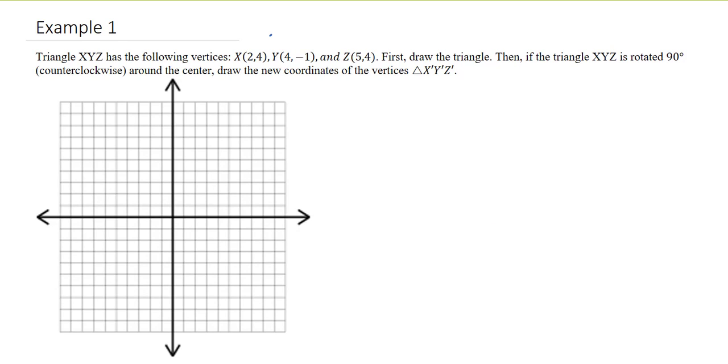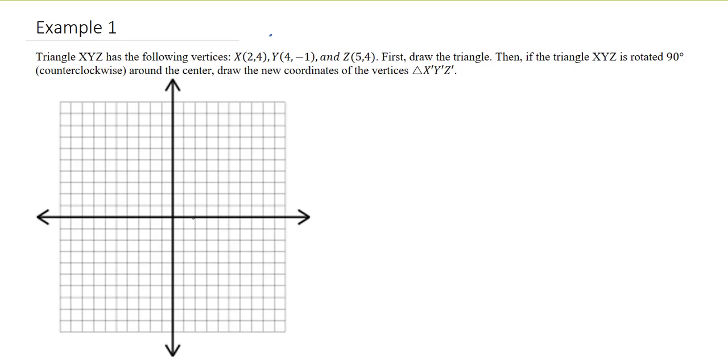Example 1: triangle XYZ has the following vertices. X is 2, 4, Y is 4, negative 1, and Z is 5, 4. First, we're going to draw the triangle. Then, if the triangle XYZ is rotated 90 degrees counterclockwise around the center, we're going to draw the new coordinates of the vertices of the triangle, X prime, Y prime, Z prime.